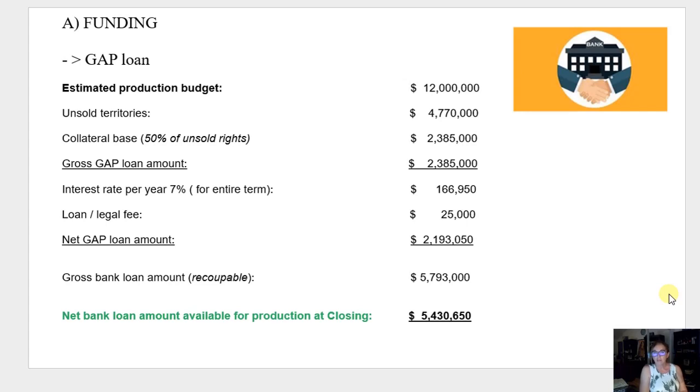And we have unsold rights available at $4,770,000. But the bank will cut that in half because they don't know if we will be selling, in fact, all these unsold rights. It might be that we just sell some of them and not all of them, and therefore the bank will only allow 50% of that as a value applicable to them for the collateral. So they will take 50% of 4,770,000 under consideration, which is $2,385,000 as a gap loan.